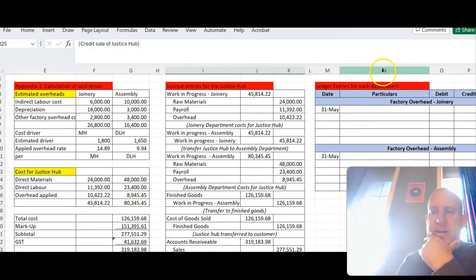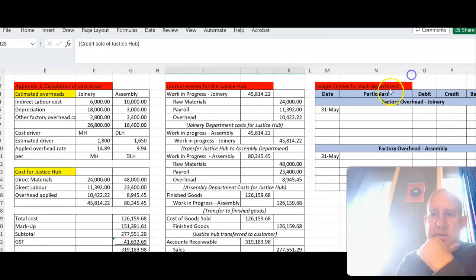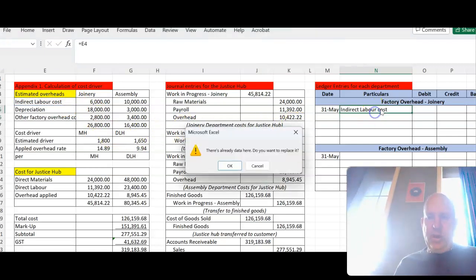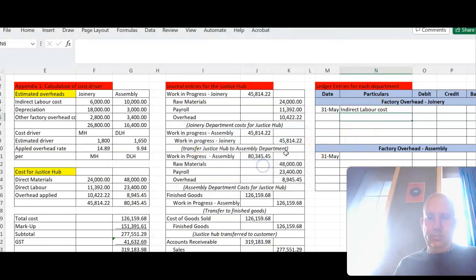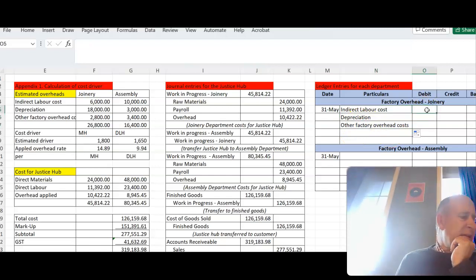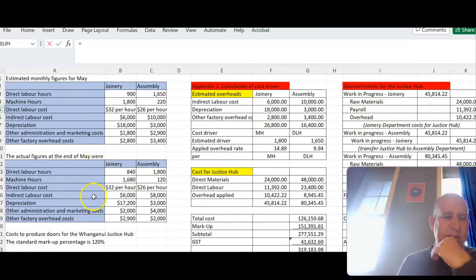Last part's factory overhead. So this part here is pretty easy really. We're going to put into the overhead our three overhead costs, which are indirect labour, depreciation and other factory overhead costs. Here we're going to use the actual figures. So these are these figures down here. So the indirect labour costs was 6,000.